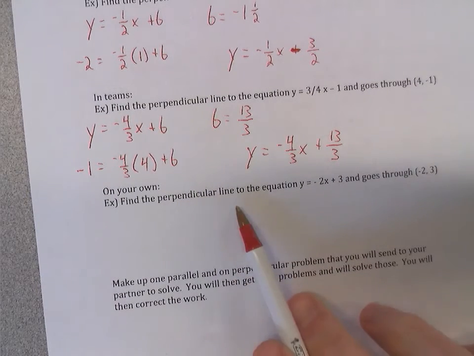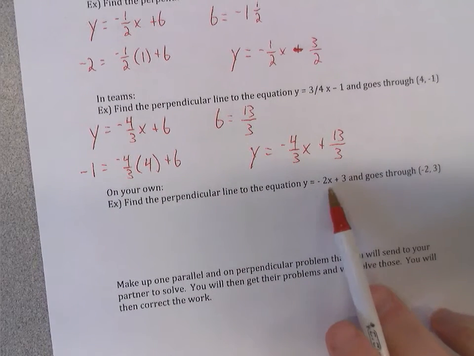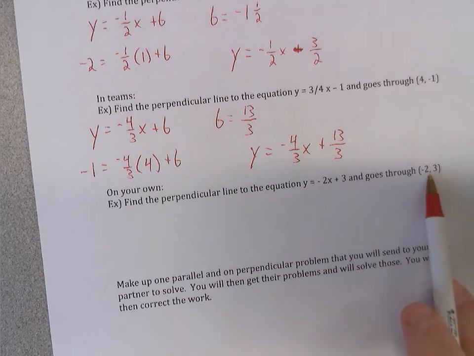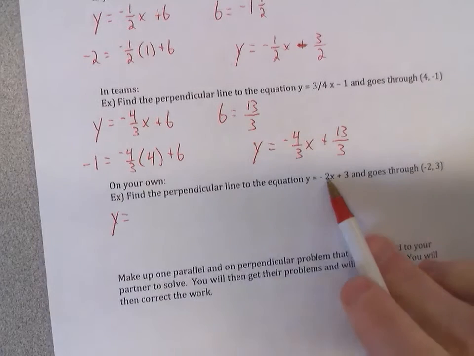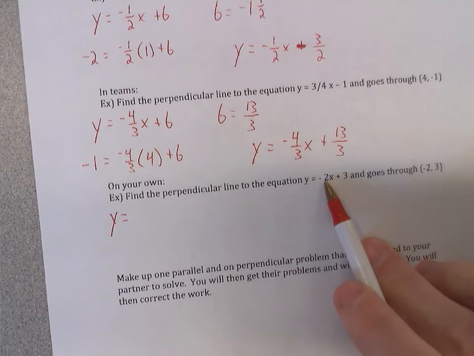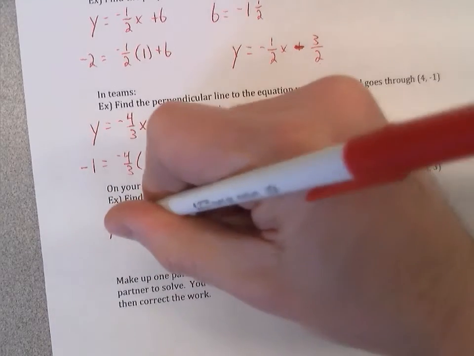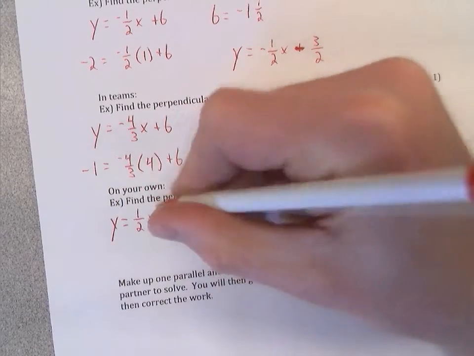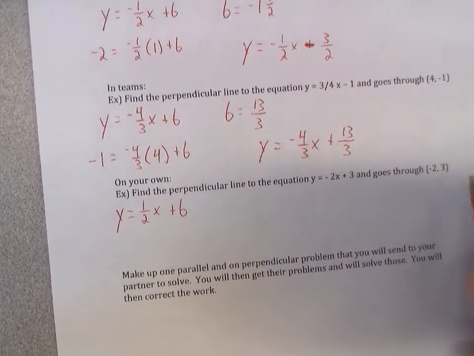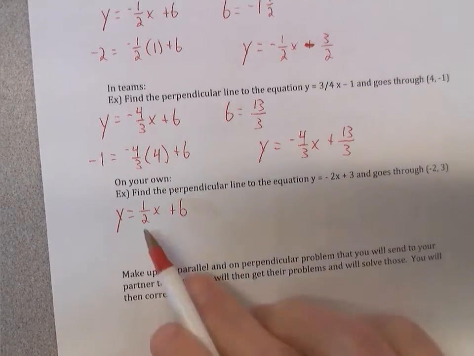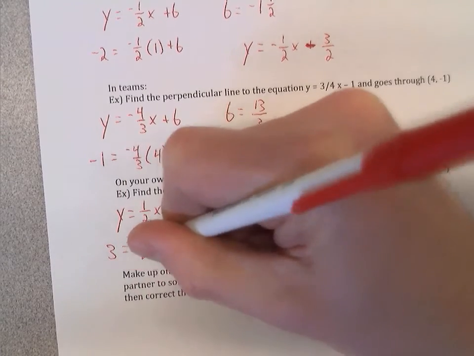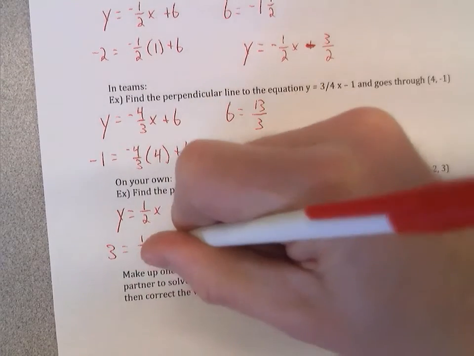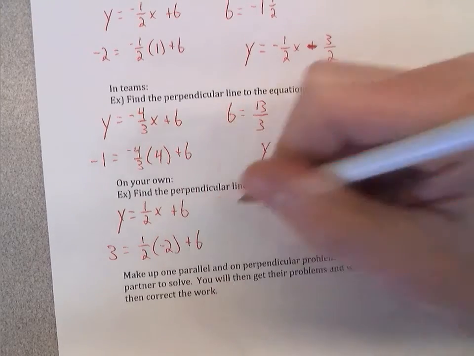Okay, let's look at another example. Find the perpendicular line to the equation y equals negative 2x plus 3 and goes through the point (-2, 3). So it's going to be y equals the negative reciprocal of negative 2, which is going to be positive 1/2. So we're going to have 1/2 x plus b. Now I can plug in 3 for y, negative 2 for x. 3 equals 1/2 times negative 2 plus b.